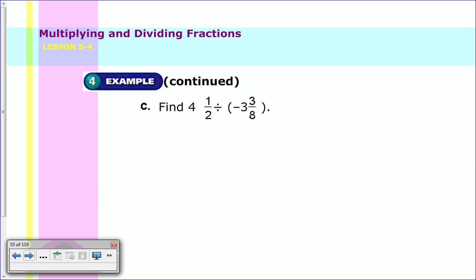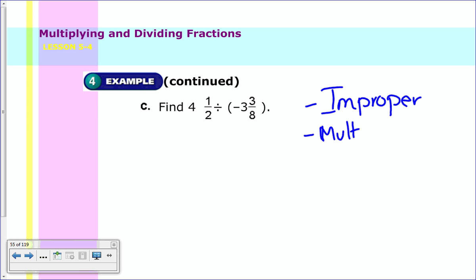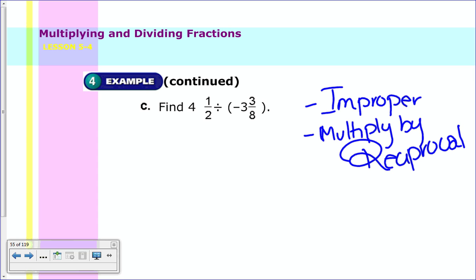All right, now finally we have one with mixed numbers. This is going to work the same way that it did when we multiplied with mixed numbers. First, you need to write them improper. So write them as improper fractions. Then you multiply by the reciprocal, just like we've been doing with dividing, and then you solve.